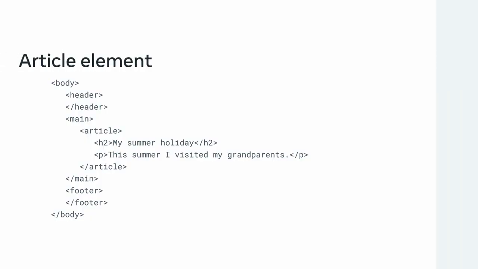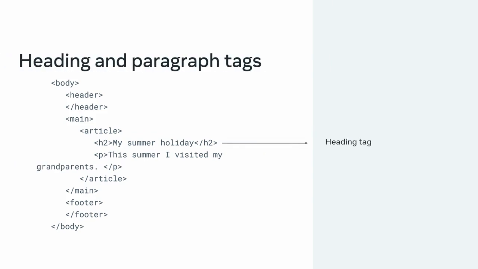Examples of this include a forum post, a magazine or newspaper article, a blog entry, a user-submitted comment, an interactive widget or gadget, or any independent item of content. Let's examine how the article element is used. Say you are developing a blog about your summer holiday. It's good practice to contain the blog post content inside of the article element because it's a complete self-contained composition on a web page. You should place the article element within your main element. Then you add your regular heading and paragraph tags inside the article element.